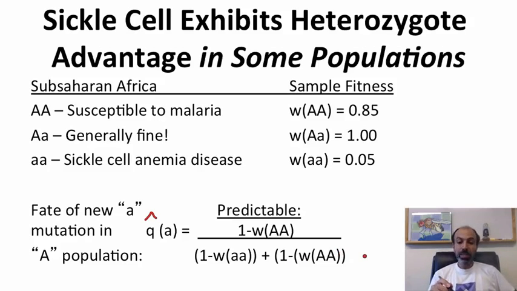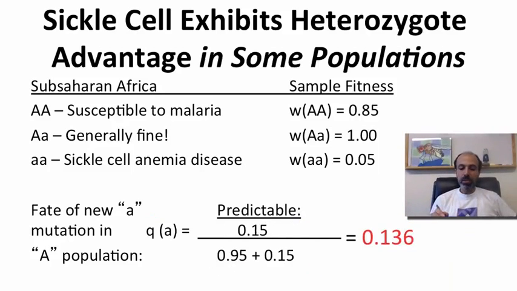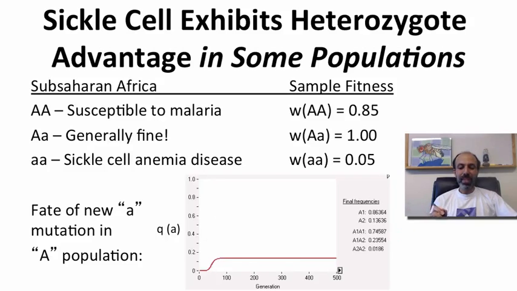Well, we have all these numbers here, right? So the fitness of big A, this one is 0.85. The fitness of little a, 0.05. The fitness of big A again is 0.85. So we can substitute these numbers into this very simple formula. So there we go. They're put in there. And this calculates out to 0.136. That number may look familiar to you because that was exactly where we saw this equilibrium drawn here.